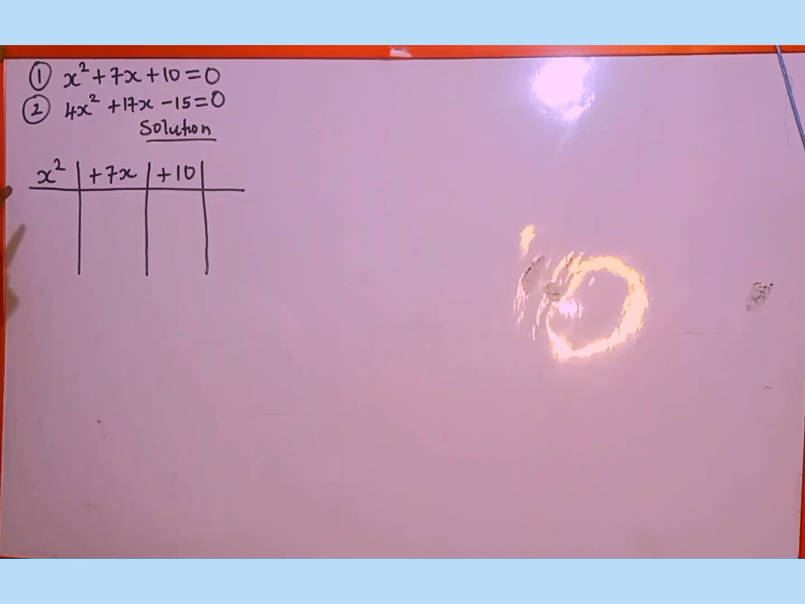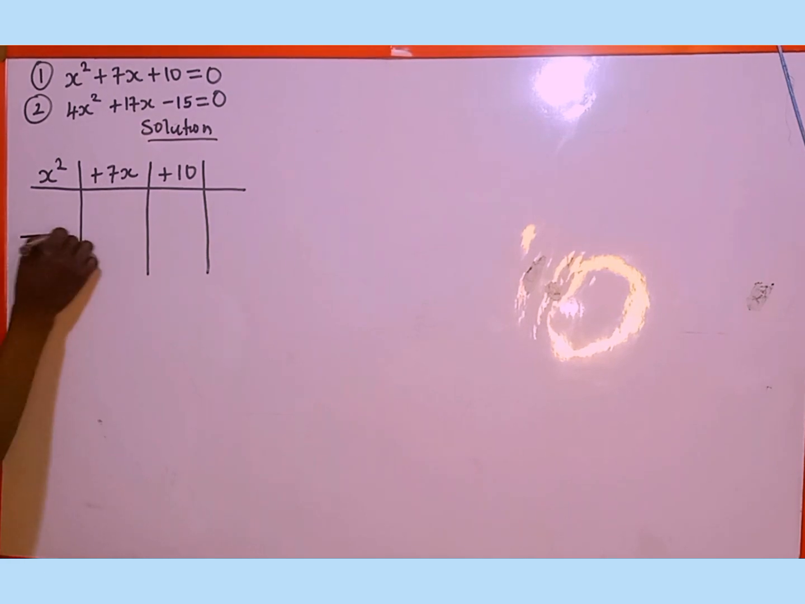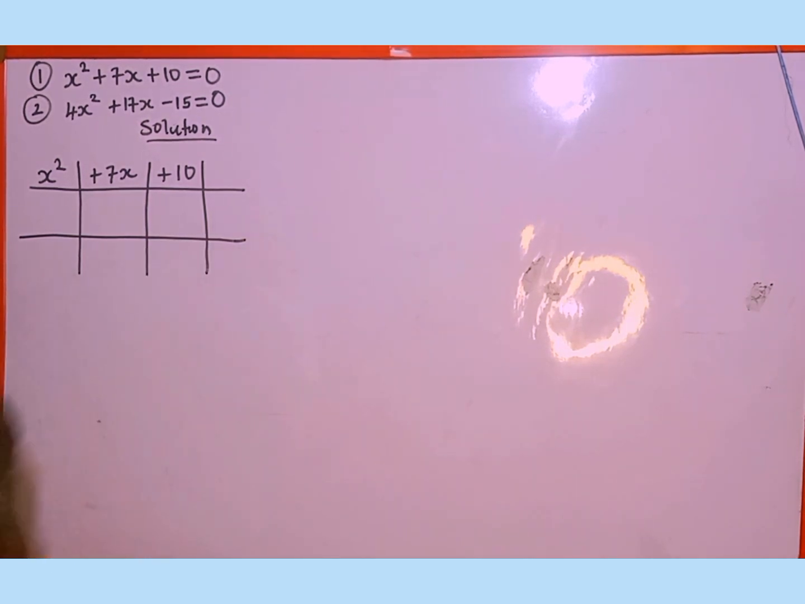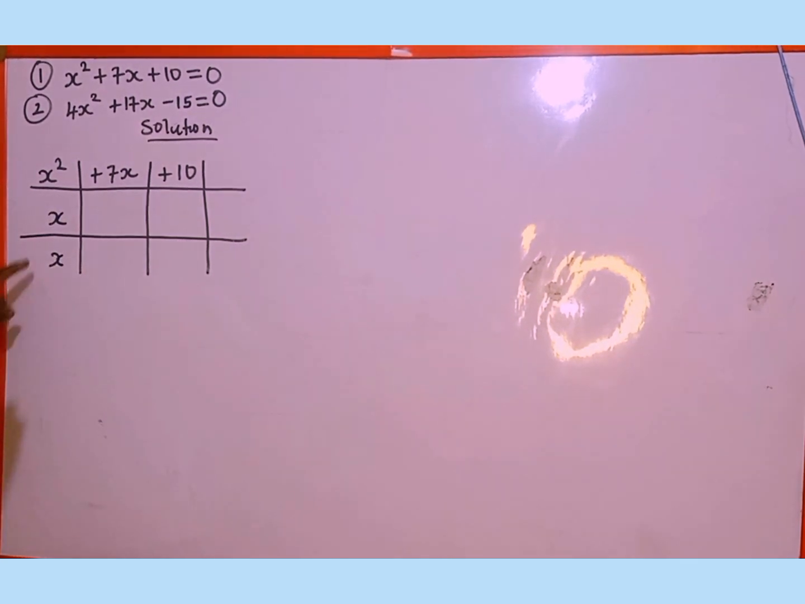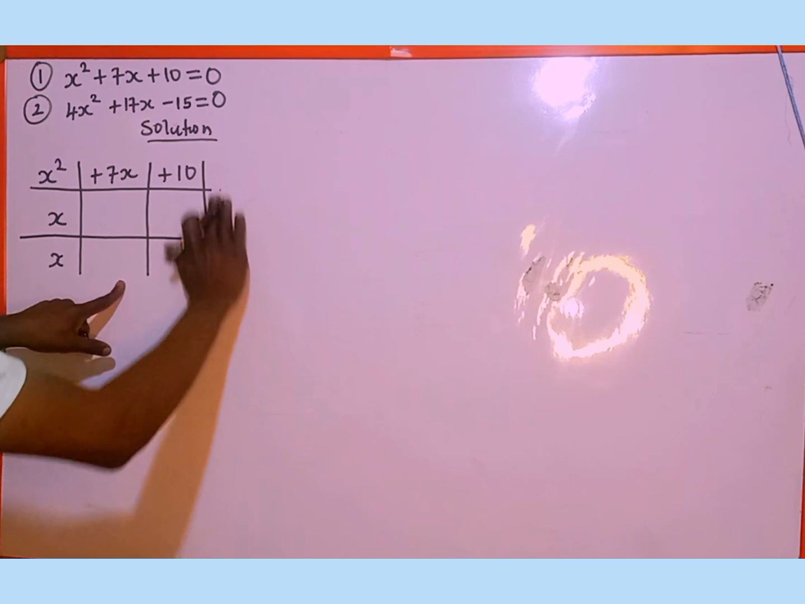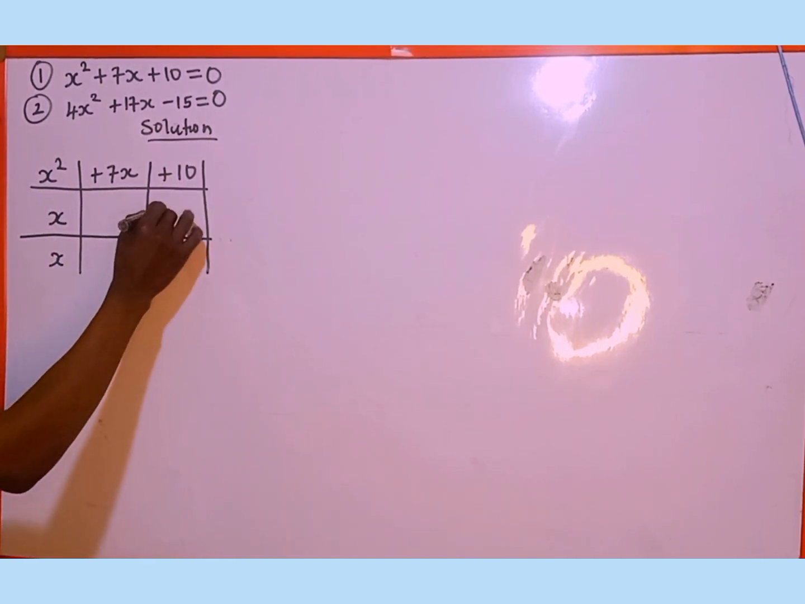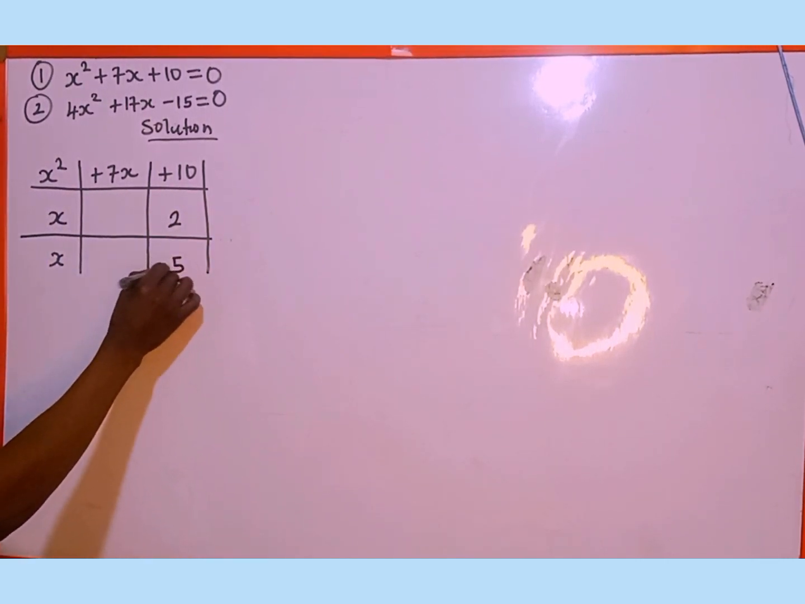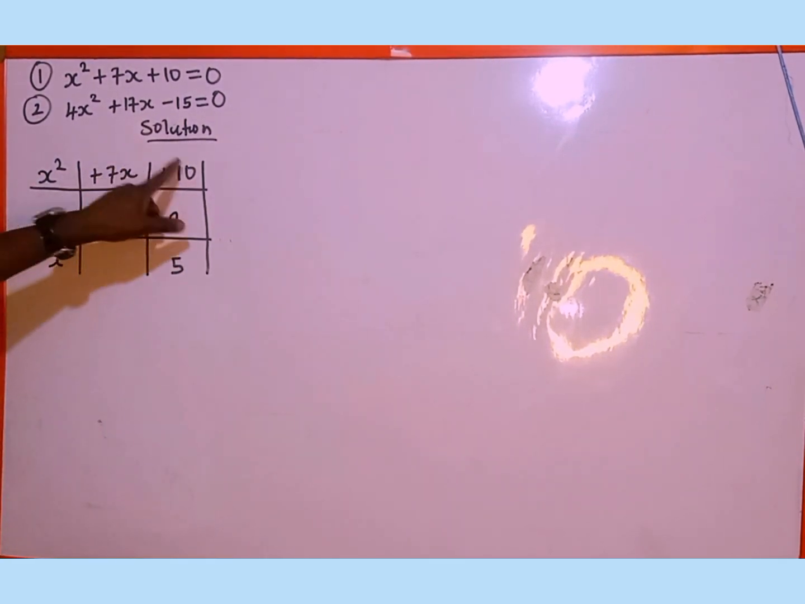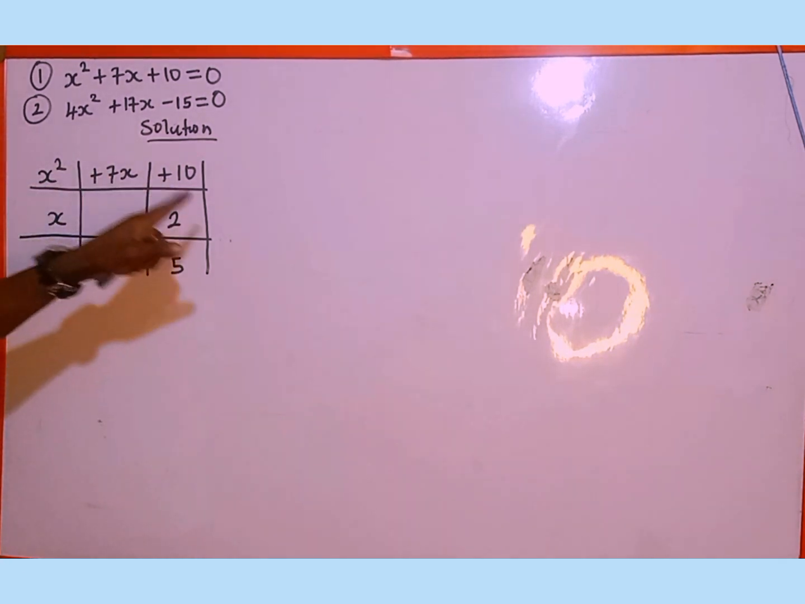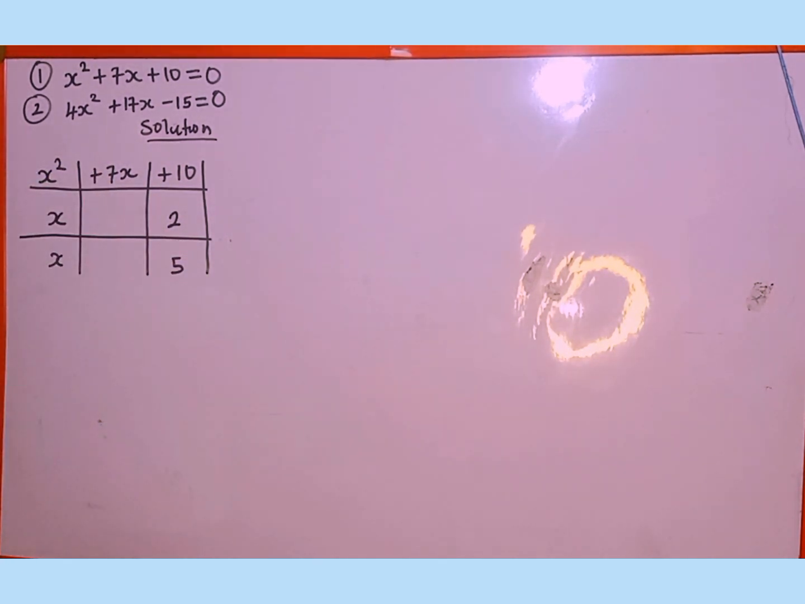What you are going to do is break each of the terms. Draw another straight horizontal line. x squared can be written as x multiplied by x, which gives us x squared. Then you ignore the middle column. 10 can also be written as 2 multiplied by 5, which gives us 10. We just broke the first column and the last column, ignoring the middle column.